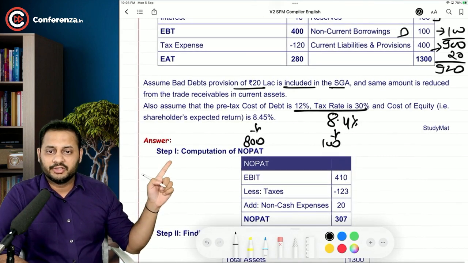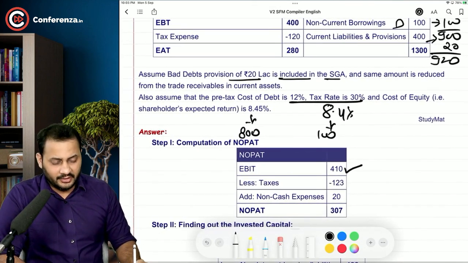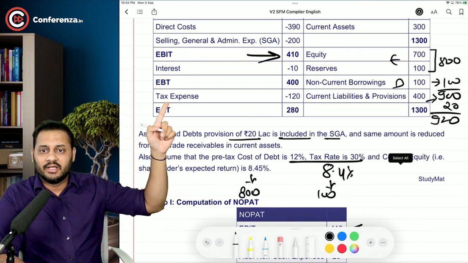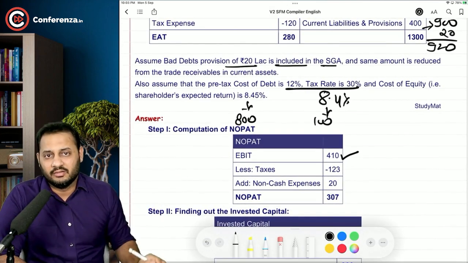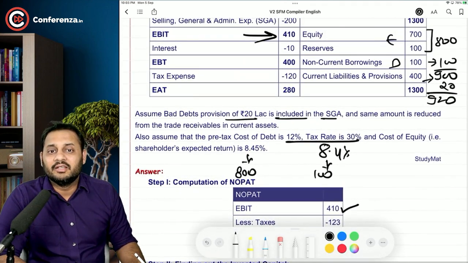Okay, so computation of net operating profit after tax. You took 410 EBIT. What is the tax amount? The tax amount here is 120 and here it is 123. Do you understand the difference of this? We have not taken directly the tax expense there.